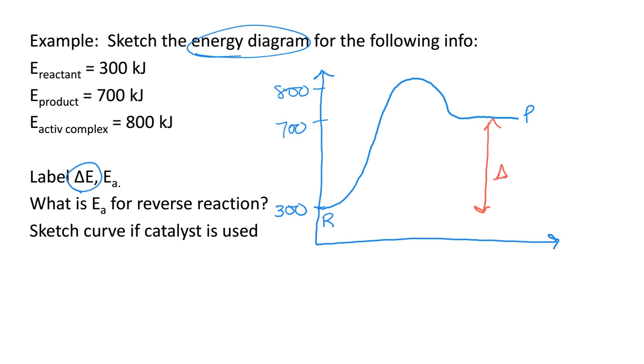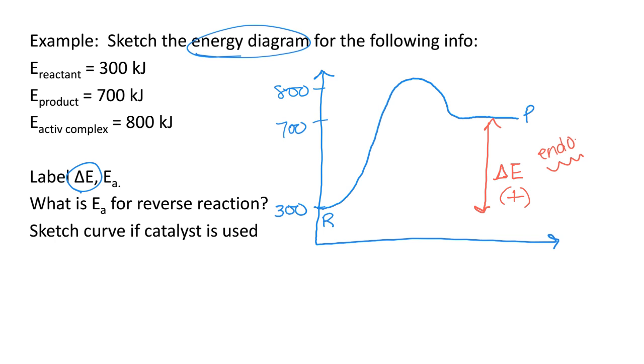Let's see, so this is going to be my change in energy for the overall reaction. Notice that my reactants, I'm going to be absorbing energy to turn into my products. That makes this an endothermic reaction because I'm absorbing energy. My products have a higher energy than my reactants. That means that also delta E is going to be positive. So that's going to be important to know. So we've labeled delta E.